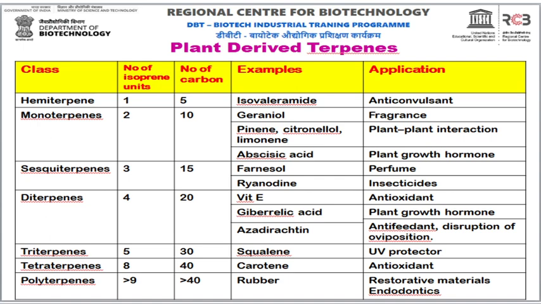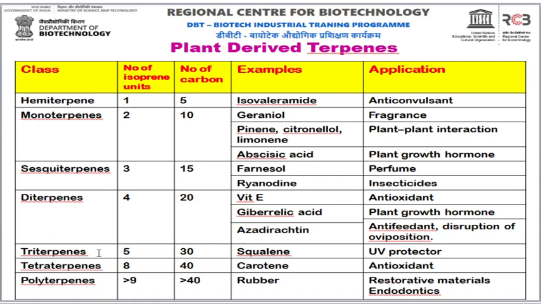Okay, this particular azadirachtin, which you can find in the neem plant, is used as an antifeedant. At the same time, it is also employed as an insecticide in various agricultural issues. Okay, so it disrupts the oviposition of various pest insects. Okay, next is pest causing insects.